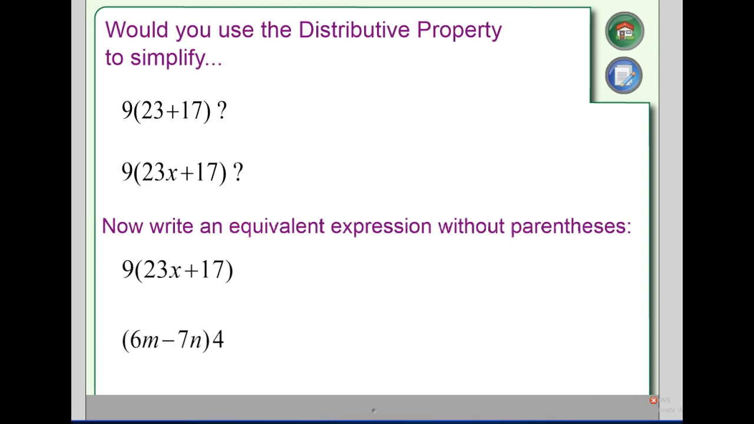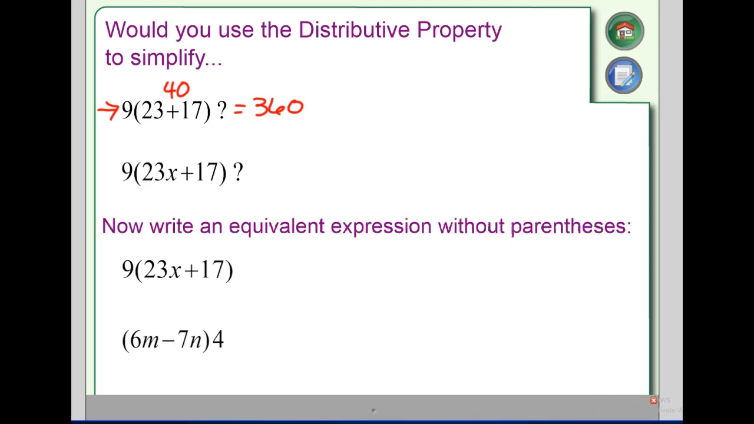Would we use the distributive property to take care of that first equation? Do you see my parentheses? What do parentheses mean? Do me first. Can we do the math in the parentheses? Yeah, 23 plus 17 is what? 23, 33, 40. So that gives me 40. And then we know 9 times 4 is 36, and we'll just add a 0 on the back, 360.